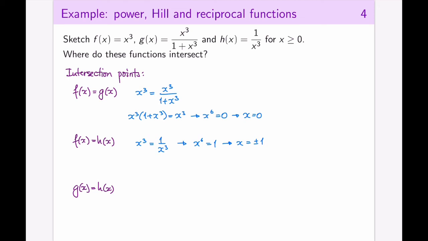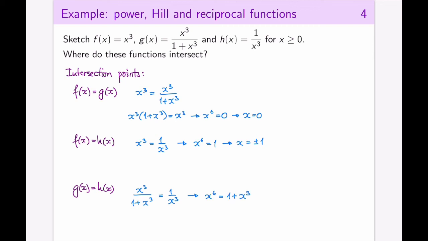Excellent. And then finally, the last one, g of x is equal to h of x. So x cubed divided by 1 plus x cubed is equal to 1 over x cubed. Here I already have two fractions. I can cross multiply them. I see that what I'm going to get is x to the 6th is equal to 1 plus x cubed.